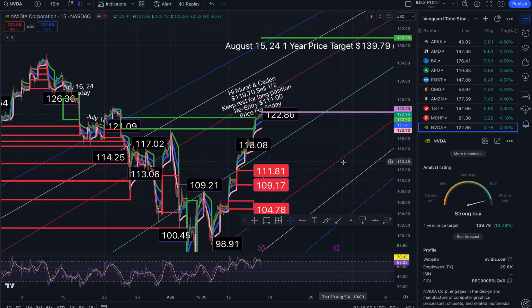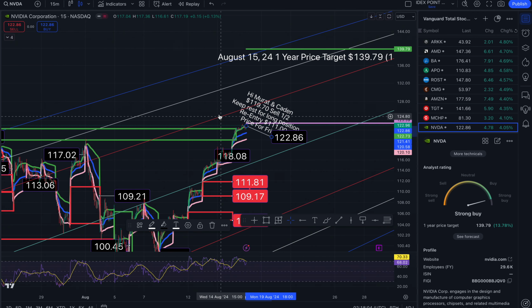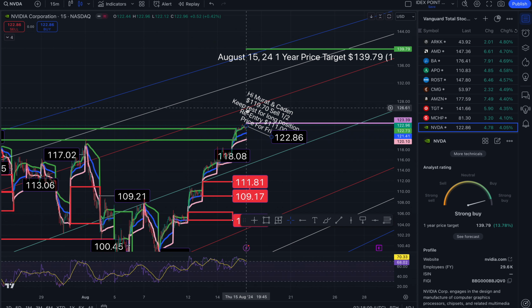All right, so for the 15-minute time frame, because you're going to get different price targets depending upon the time frame that you play. So on the 15, this is 126.48, 132.49, and then 138.28, and then obviously that 139.79.